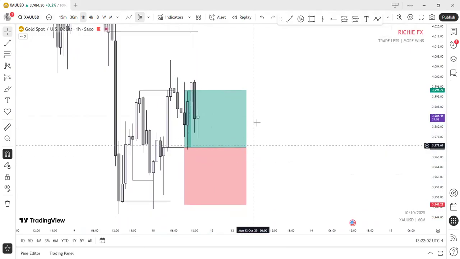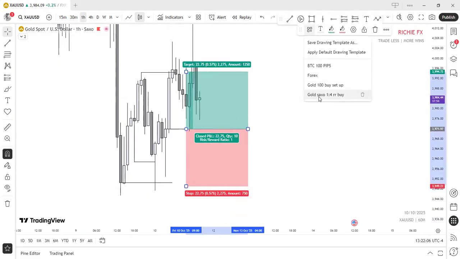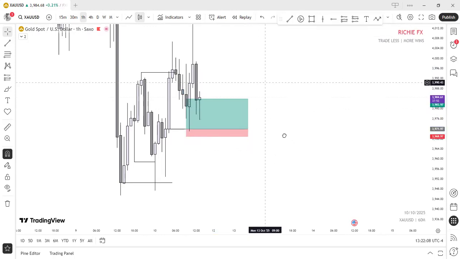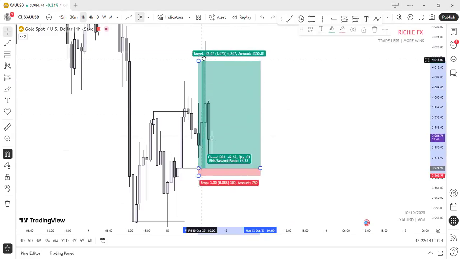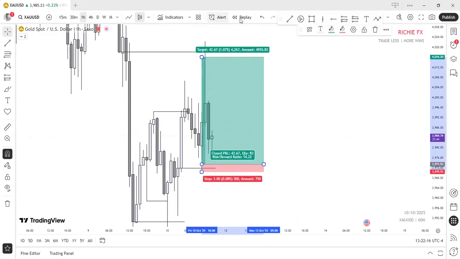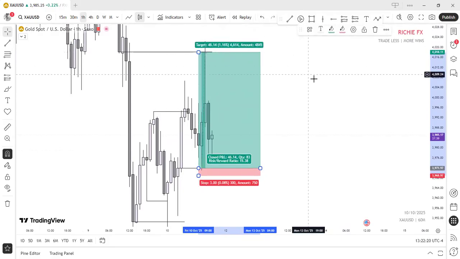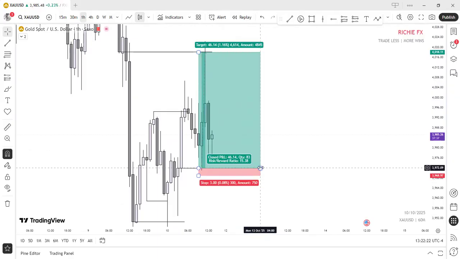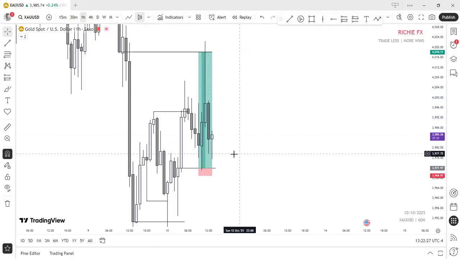Here with my SL of 30 pips. I will always first go for 1 to 4, meaning I'll risk 30 pips to target 120 pips, then my final TP will be here. So this trade was a 460 pips trade, meaning I had 1 to 15 RR in this trade.